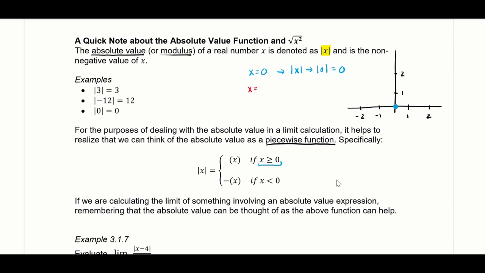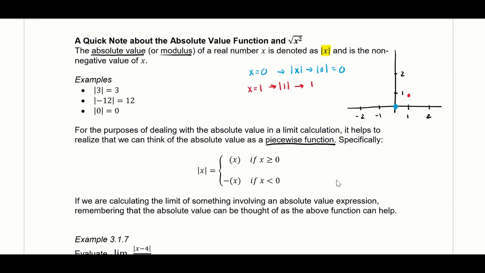What about x equals 1? Well, that's going to be the absolute value of 1. 1 is also in this piece of the piecewise function. X is positive, greater than or equal to 0. So my output of this is going to be just plain old 1. So my input is 1, my output is 1. That's going to put me there.